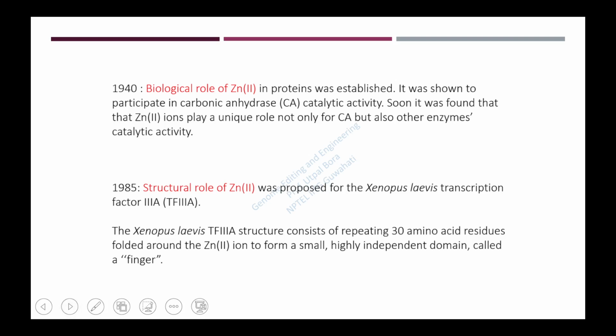In 1940, the biological role of zinc in proteins was established, and it was shown to participate in carbonic anhydrase catalytic activity. It was found that zinc can play a unique role not only for carbonic anhydrase but also for the catalytic activity of other enzymes. The structural role of zinc was proposed for the Xenopus laevis transcription factor 3A. Just now I showed you the paper. The Xenopus laevis transcription factor 3A structure consists of repeating 30 amino acid residues folded around a zinc ion to form a small, highly independent domain called a finger.